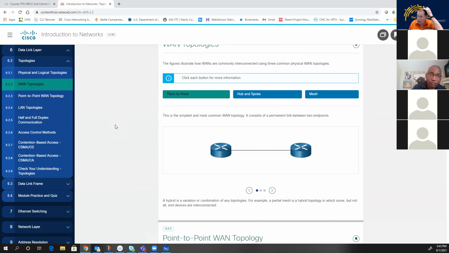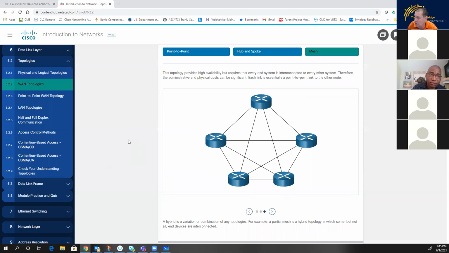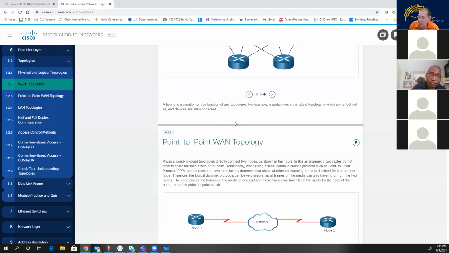WAN topologies, we really have much simpler connections. We have point to point. We have what's called a hub and spoke, which is a central hub with spokes off of it. And then the mesh network, which is all of them connected together. I will tell you this, mesh is your most resilient as far as failures. But the reason we don't run full mesh networks to everything is because of the cost. Imagine having to pay for every one of these physical links in your network. You can see how that could become very expensive.